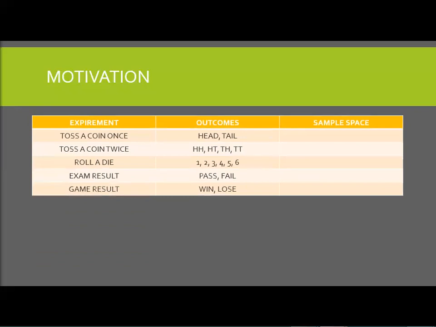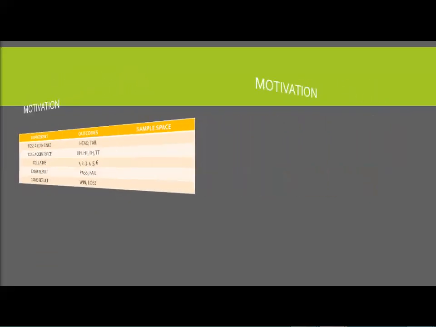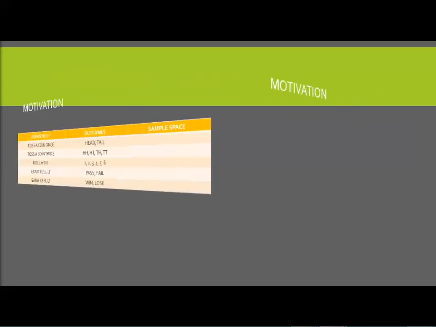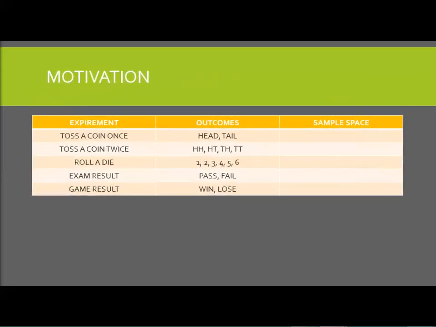Our experiment is tossing a coin once, so the outcomes are head and tail. Tossing a coin twice, you will have head head, head tail, tail head, and tail tail. Then for rolling a die, one, two, three, four, five, six. Exam result is either you pass or you fail. For the game result, either you win or you lose.